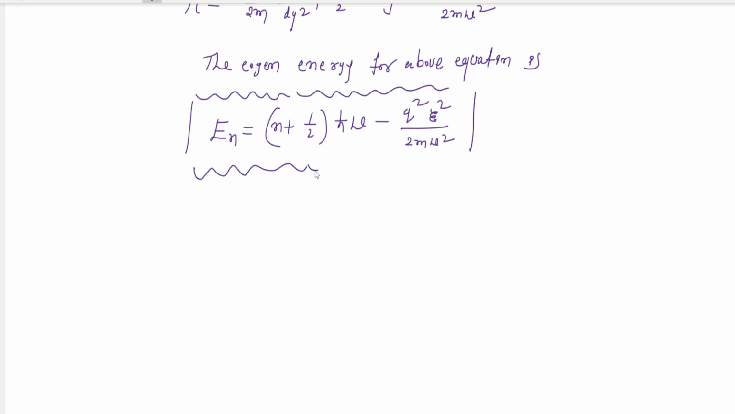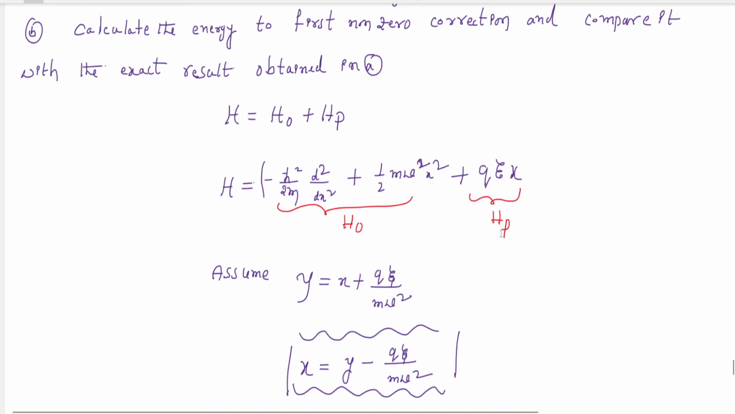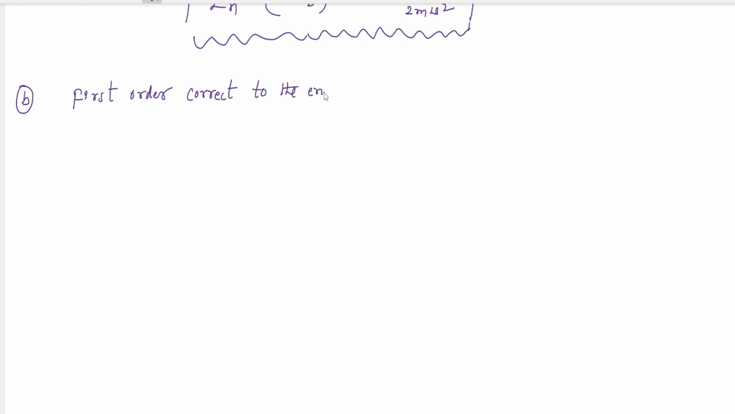The second object is they are asking to calculate the non-zero correction energy terms. Why are they asking for the non-zero correction term? Because here the potential energy is the perturbed potential energy qEx, right? If you look at the second object B, first order correction to the energy. The first order correction to the energy formula is ground state H suffix P ground state, right? So we need to substitute the perturbed Hamiltonian. What is the perturbed Hamiltonian here in the system? It is q electric field into x.